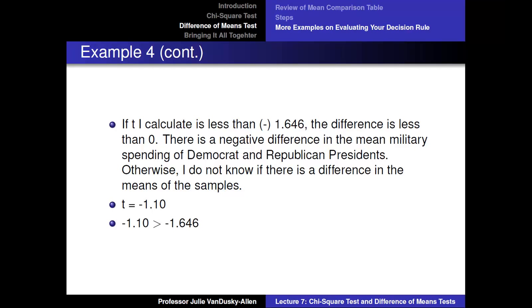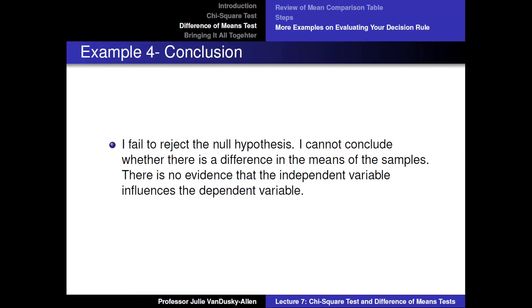And the t we calculated was negative 1.10. Negative 1.10 is not less than negative 1.646. Therefore, I can conclude I fail to reject the null hypothesis. I cannot conclude whether there's a difference in the means of the samples. There is no evidence that the independent variable influences the dependent variable.